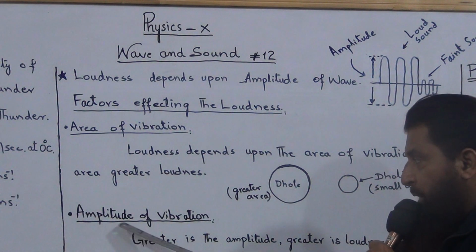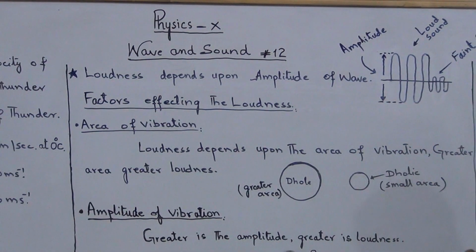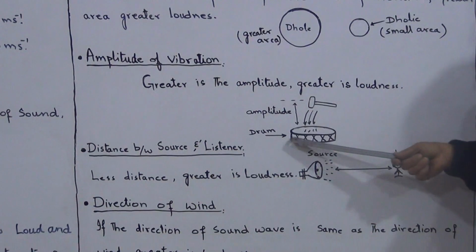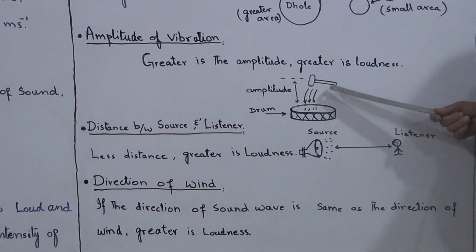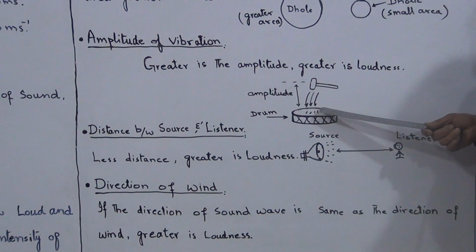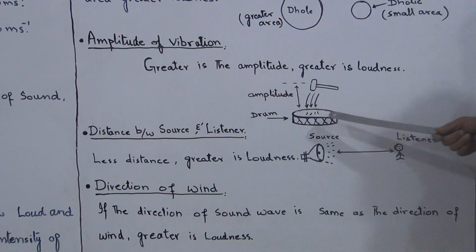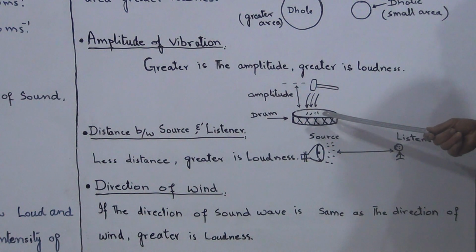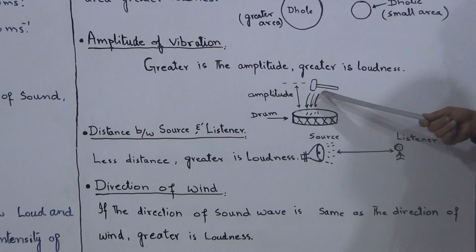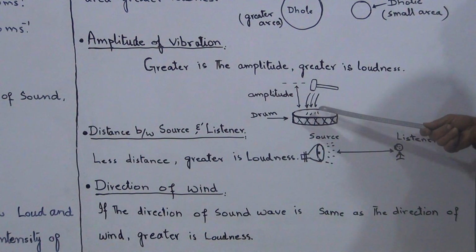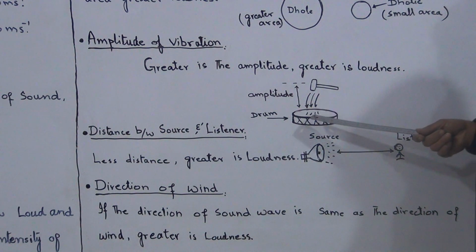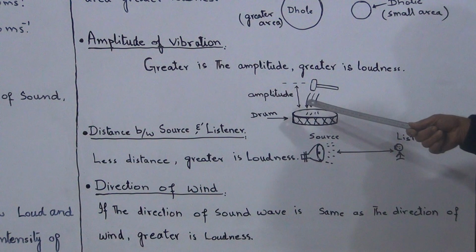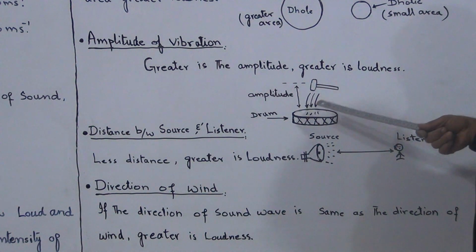Next, amplitude of vibration. Greater the amplitude, greater the loudness. What do you mean by amplitude? This is a drum. When you beat it with a hammer, if you raise the hammer to the maximum up condition, the sound will be much louder. If you beat the drum from a low height, then the loudness is less. So it is the amplitude of hitting the hammer on the drum.